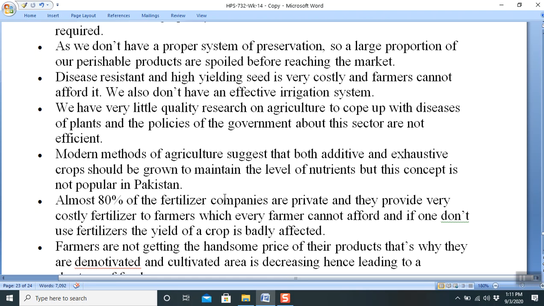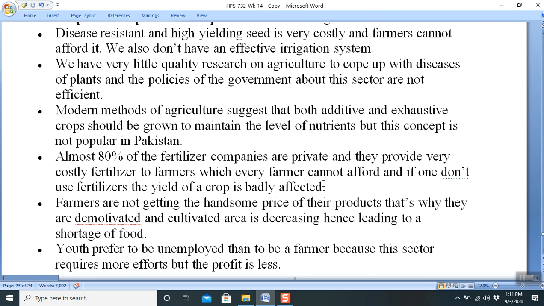Fine. So whereas the other world is utilizing each and every inch properly. Almost 80% of the fertilizer companies are private and they provide very costly fertilizers to the farmers, which every farmer cannot afford. And if one doesn't afford to use fertilizers, the yield of crop is badly affected.